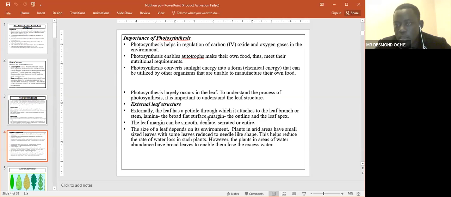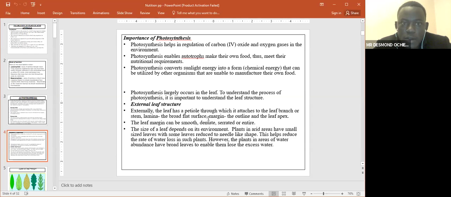So if we have high levels of carbon dioxide in the air, the carbon dioxide will be used up, so the levels will reduce. When we have low levels of oxygen in the air, we know that when photosynthesis occurs, oxygen will be produced, and that means that after some time, the level of oxygen in the atmosphere will increase. So you can see that brings about the balancing of the levels of carbon dioxide and oxygen in the atmosphere.